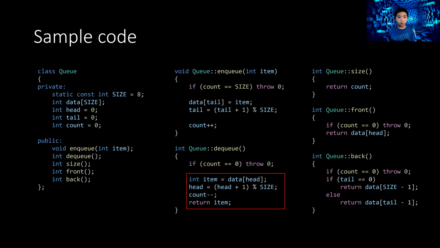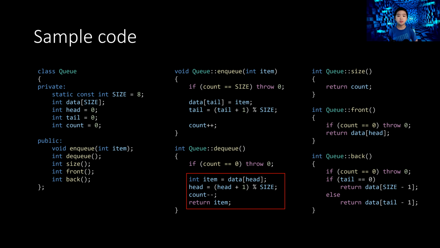Now let's look at the DQ function. The front element is what the head index is pointing to. Let's save a copy to item. Then we will move the head index one step to the right, and we use the modulus operator to wrap around it. We will return the item after the count is decreased by 1. You may have noticed the function doesn't actually remove the front element from the array. The element is still in the array, but the head index is updated. That's enough since the head and the tail indices specify the queue inside the array.